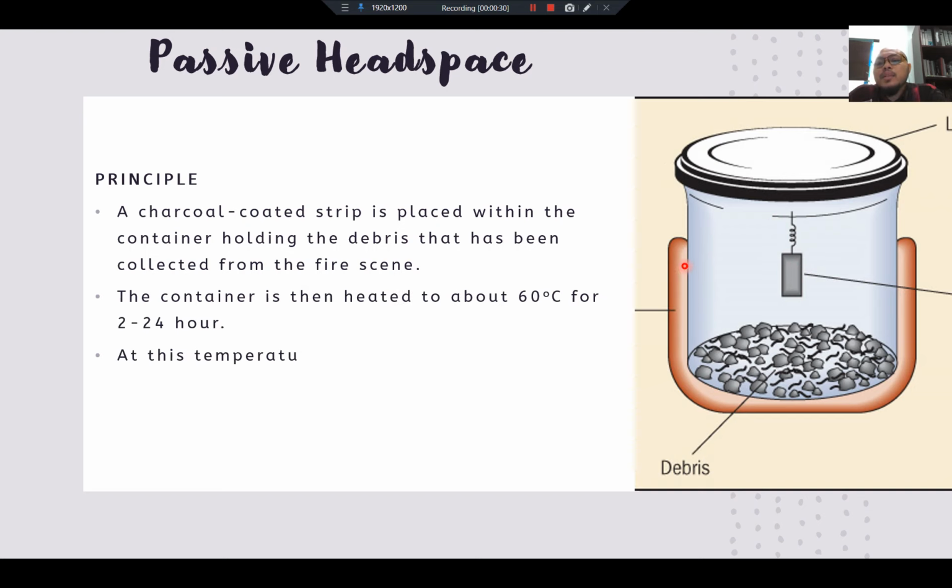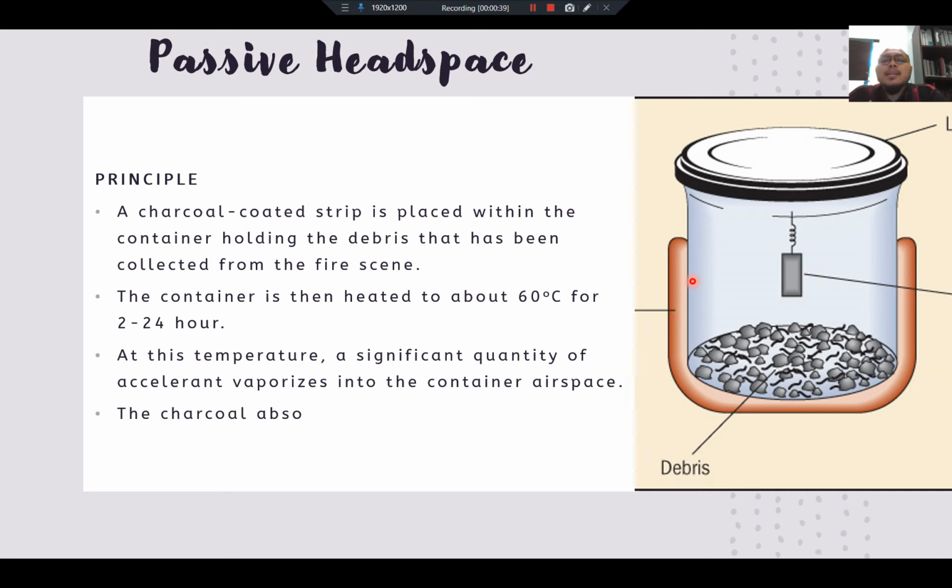And then you need to have the heating mantle over here. They will heat this mantle to 60 degrees Celsius and above, more or less, for about 2 to 24 hours. So the analyte will get volatilized and absorbed into the charcoal. Remember that most of the accelerant is non-polar, so they will be absorbed inside the charcoal.